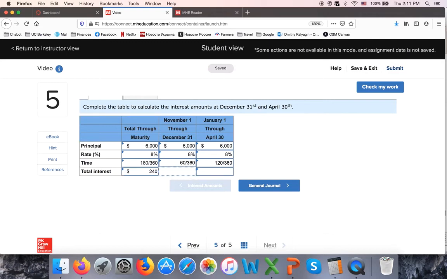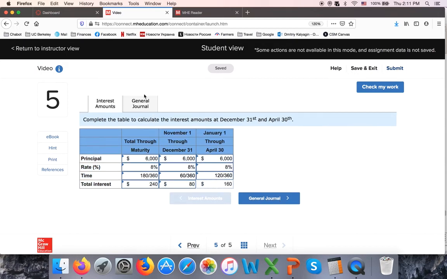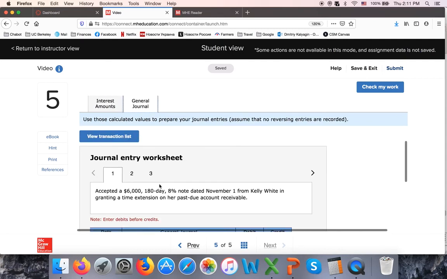Adjustment for last year, the adjustment will be $80 revenue. And guys, here I can just subtract the two. So interest revenue for the next period will be 160. Okay? And now we're ready to journalize.